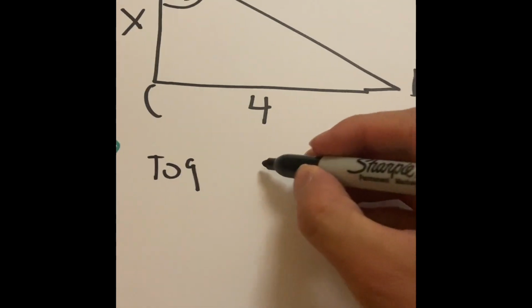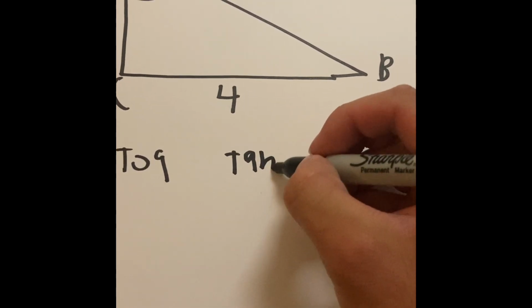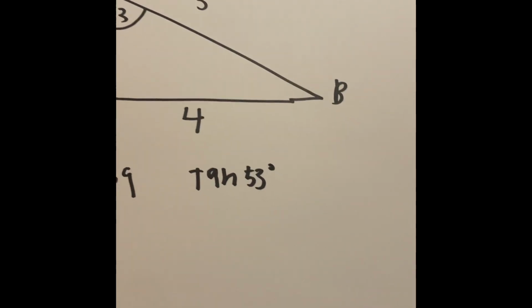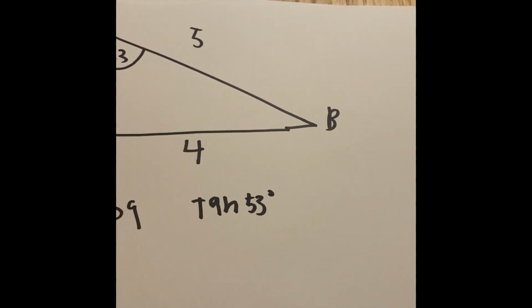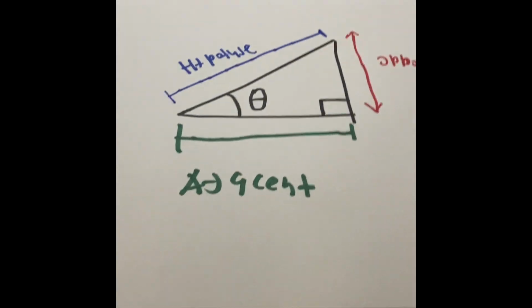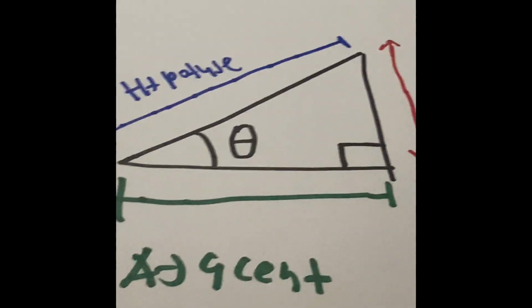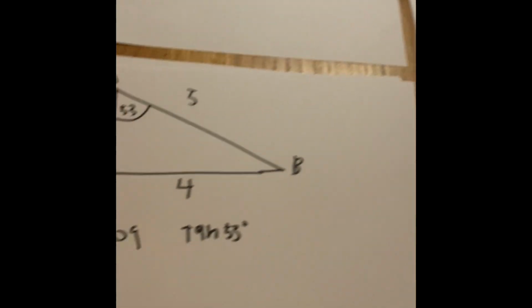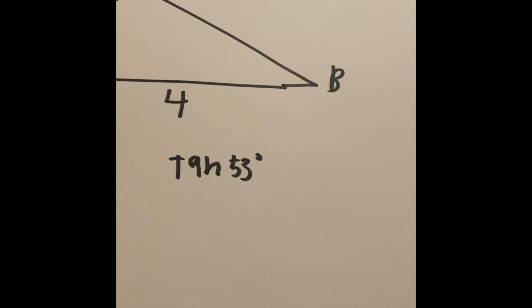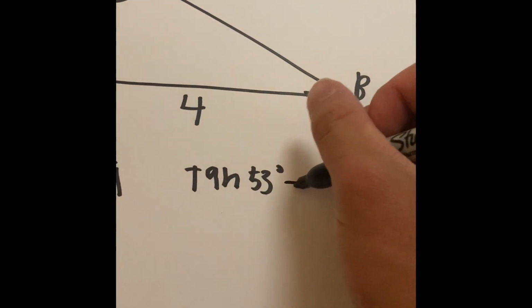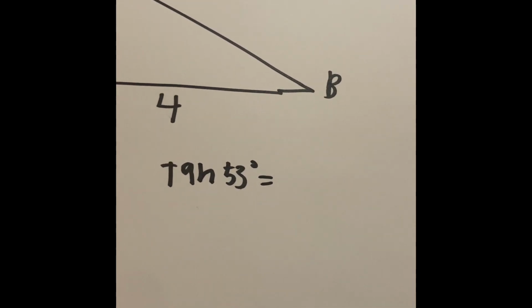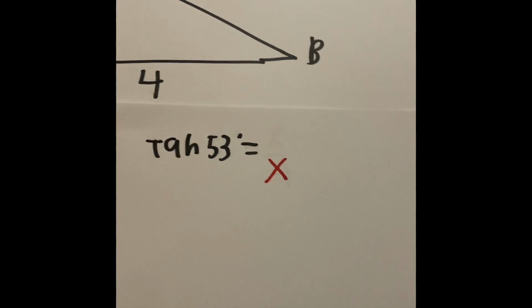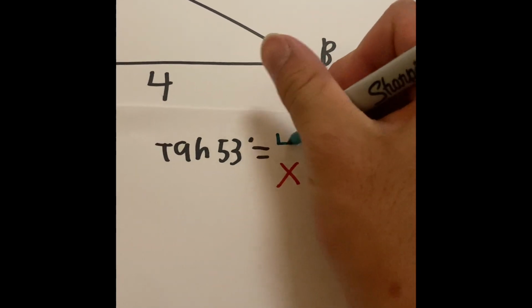So we need to find the tangent of 53 degrees, because that represents our theta. The theta symbol right there is inside of the right triangle, indicating the number of degrees. So the tangent of 53 degrees has to equal x. X is going to be on the bottom, but the 4 is going to be on the top.